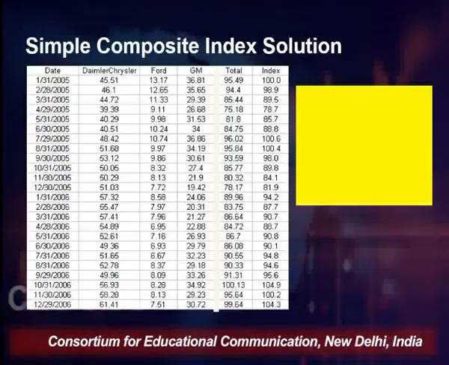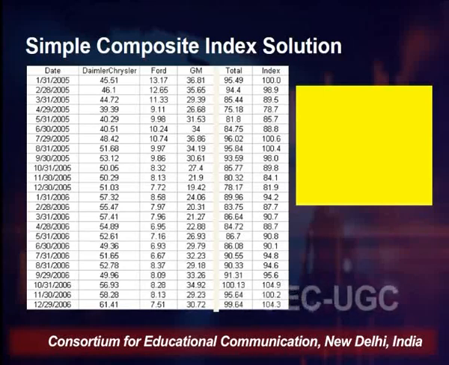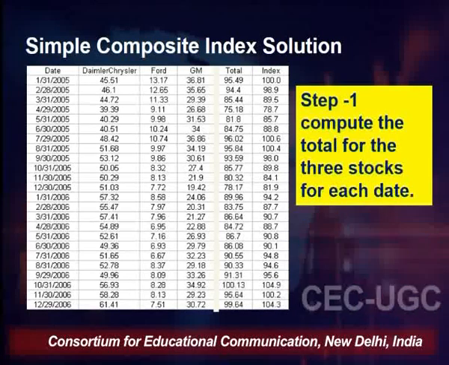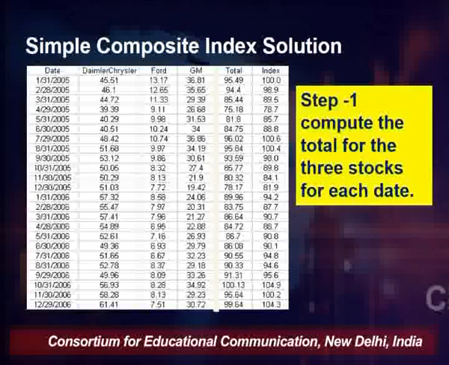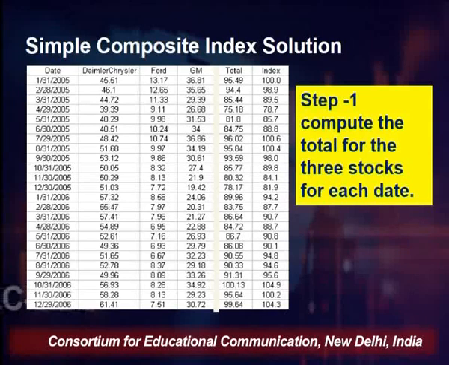This data is available for all three companies, and stepwise I'll be telling you what we do. We have to first make a total of these values, and then we'll be computing the index number. So step by step we'll learn how to go ahead. Step 1 is that we have to compute the total for the three stocks for each date. So whatever date is available, we simply add the three values. Why three values? Because there are three companies for which this data is available.